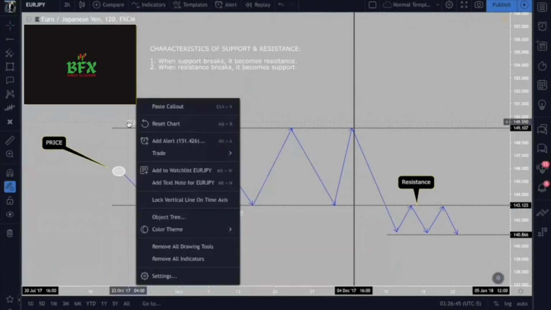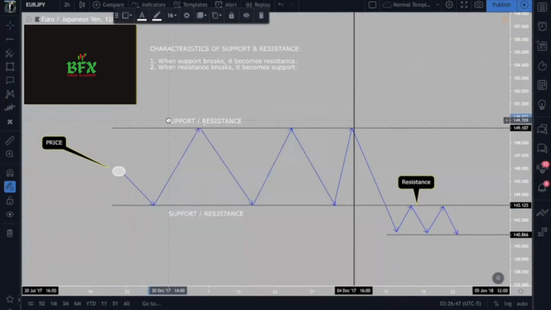The only thing that determines whether the support or resistance, or in short, S&R, that's what many traders refer to support and resistance as, S&R. The only thing that determines whether an S&R is acting as a support or resistance is simply noting where price is relative to your S&R.